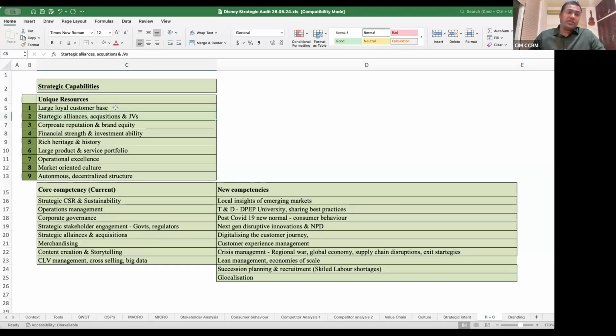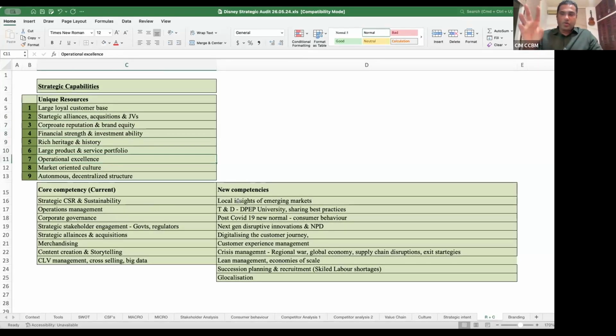Again, I hope you know this theory. Please watch the video otherwise. The strategic capabilities of the organization are a function of your resources and competences. Those are the organization's strategic capabilities. So it has all these very good strengths or resources: good corporate reputation, brand equity, financial strength and investment ability, rich heritage and history, a large product and service portfolio.